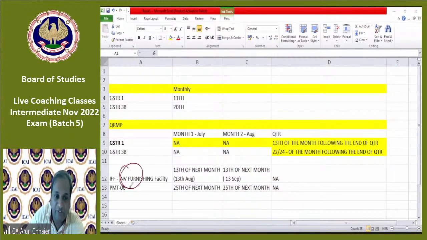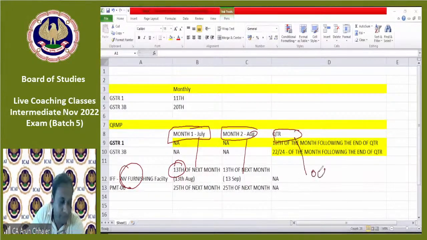So the compliances would always be after the end of the month. For IFF, it is the 13th. For July, it will be in August. For August, it will be in September. For quarter end, it will be in October. Can we furnish B2C in IFF? Answer is no. IFF is only for B2B.